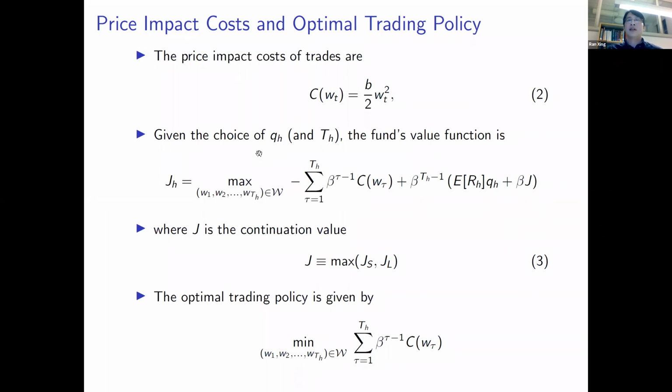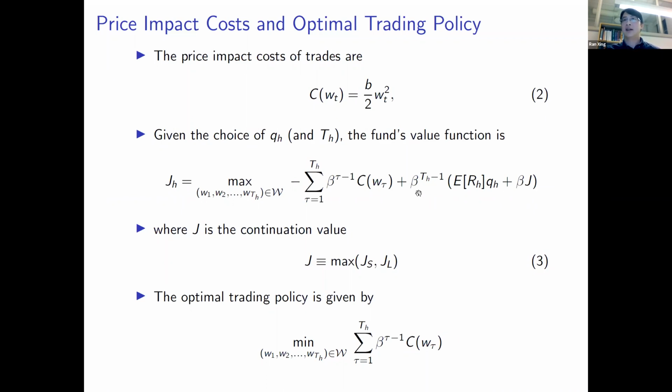Given the choice of QH, that's the amount of capital to invest in that opportunity, and also TH, that's the horizon or the investment period of that opportunity, the fund's value added or the value function can be expressed as below. Here, the value function JH equals the first term, the present value of the future price impact cost of investing in this opportunity TH. The second term is the present value of the payoff of that investment opportunity. And the third term is for the continuation value.